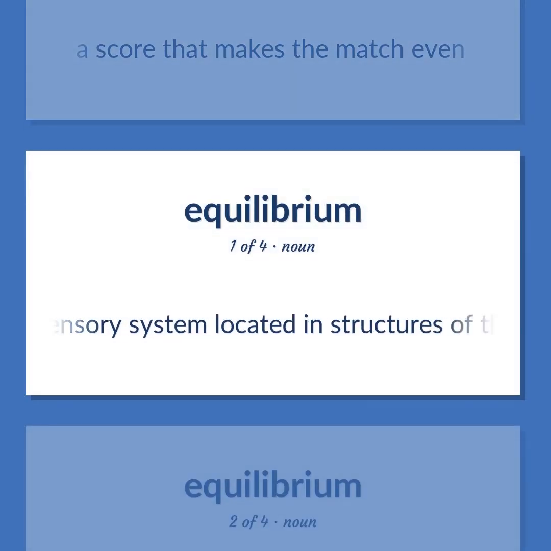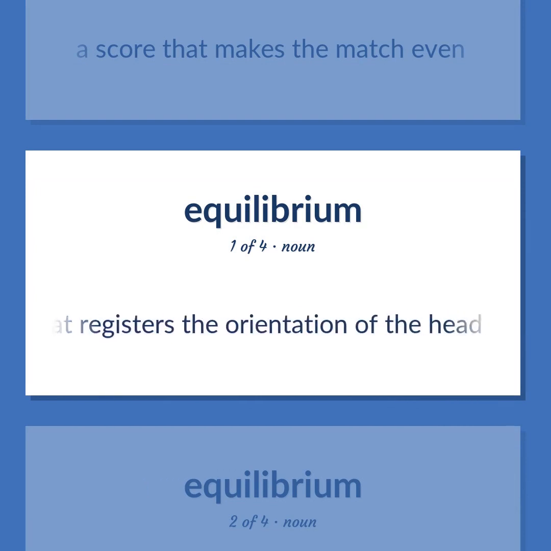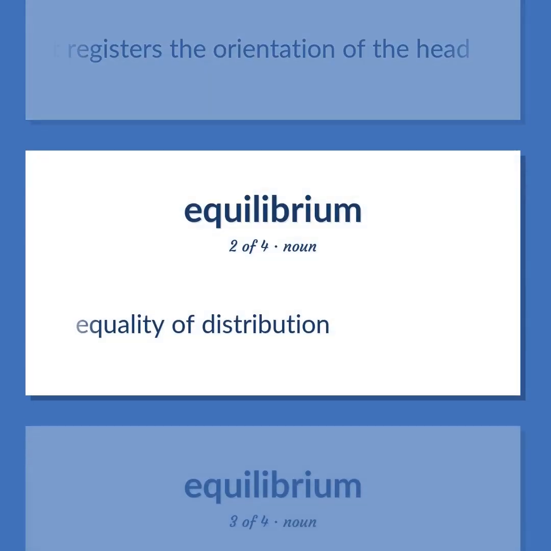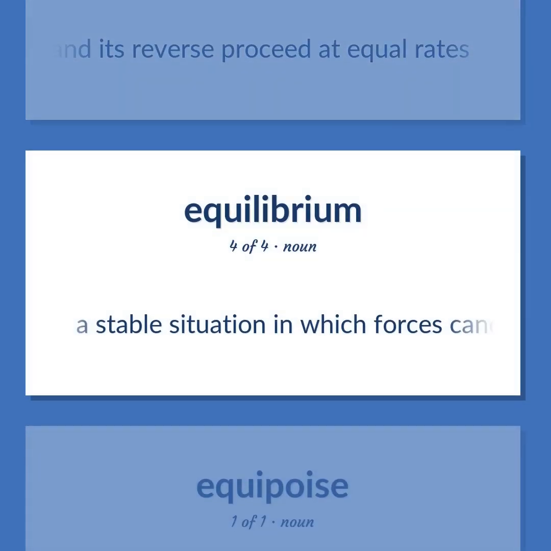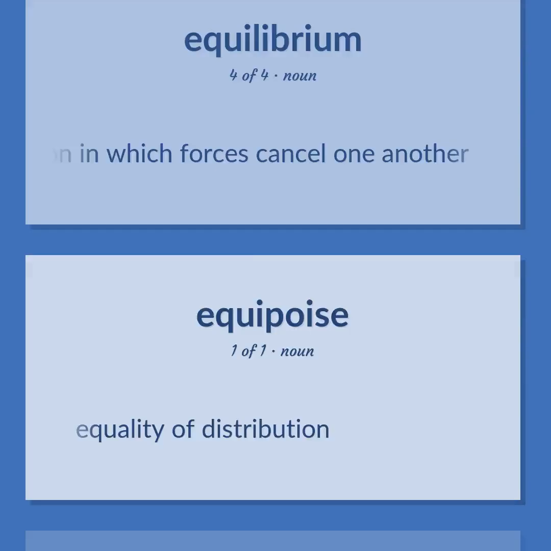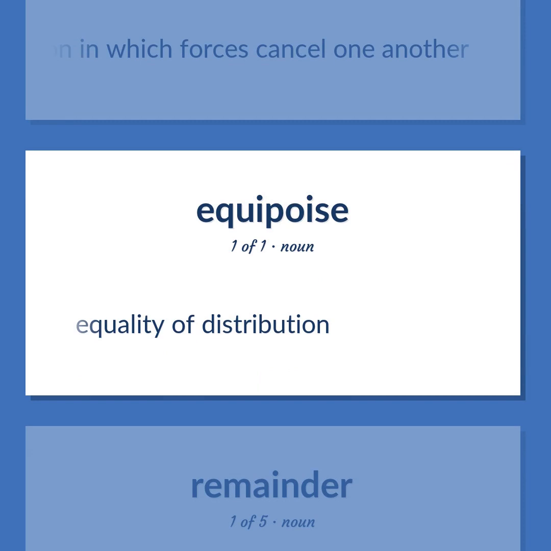A sensory system located in structures of the inner ear that registers the orientation of the head. Equality of distribution. A chemical reaction and its reverse proceed at equal rates. A stable situation in which forces cancel one another.